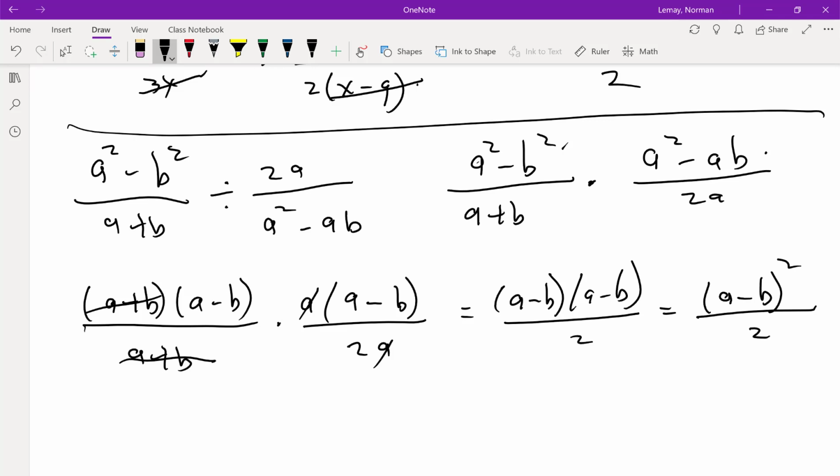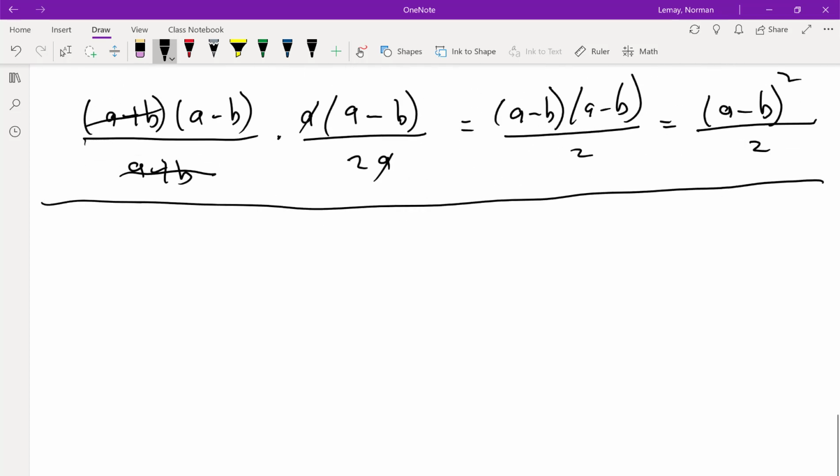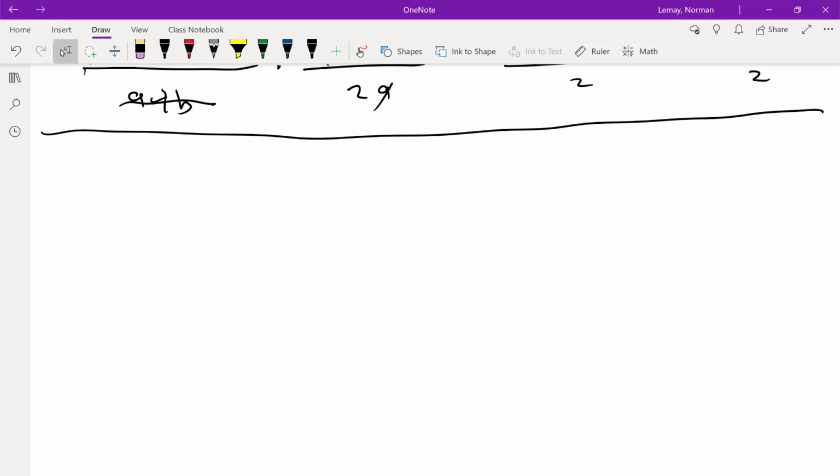This would be the factored form, and this is the, I don't know, appropriate form. That's the way we would write it at the end of the day.